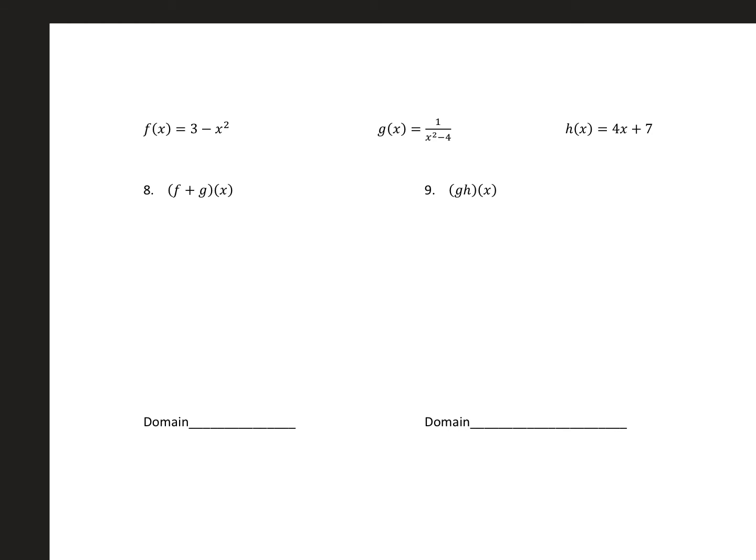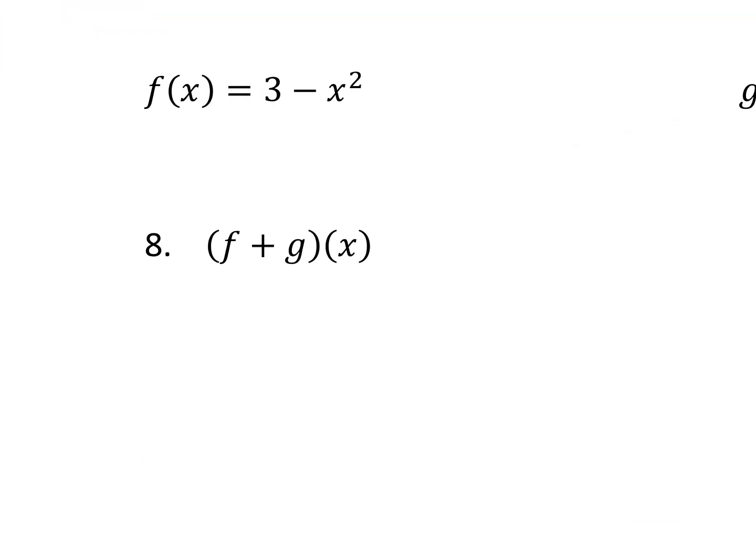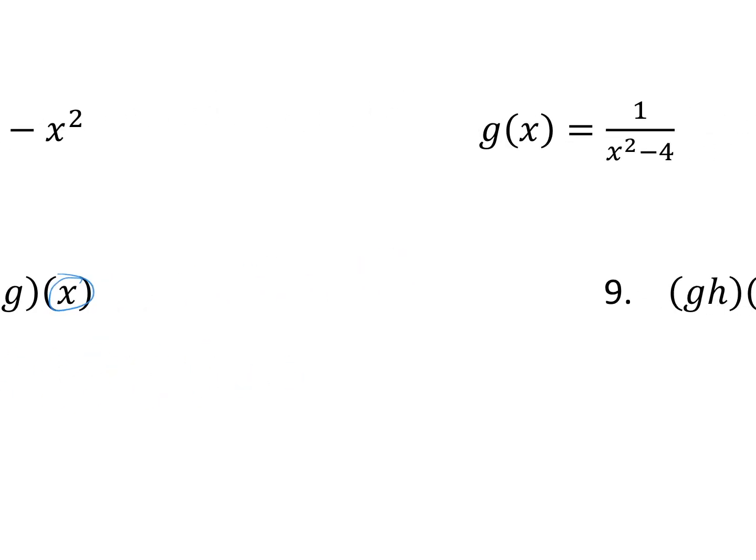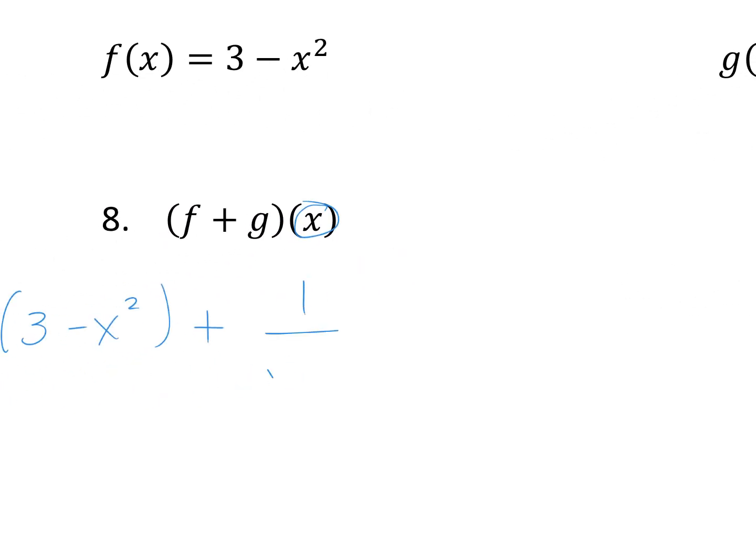So in the case of number 8, you have 2 parts to this question. You're going to simplify it, you're going to combine it, then you have to state the domain. So if I look at number 8, I have the f function plus the g function. And it says to leave your answer in terms of x. I'm not plugging in any numbers. So my f function is 3 minus x squared. And I'm adding it to the g function, which is 1 over x squared minus 4.